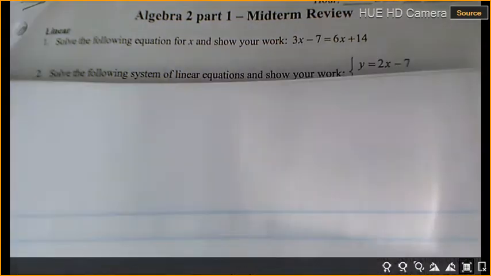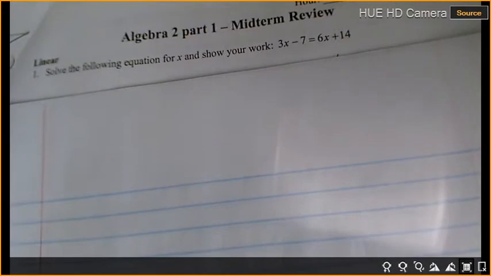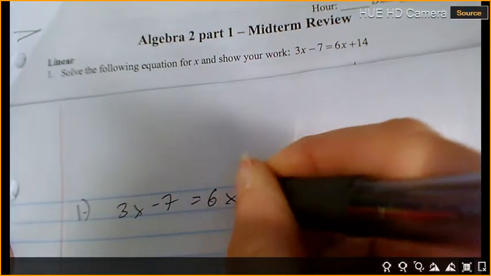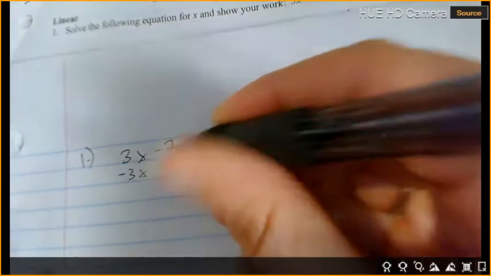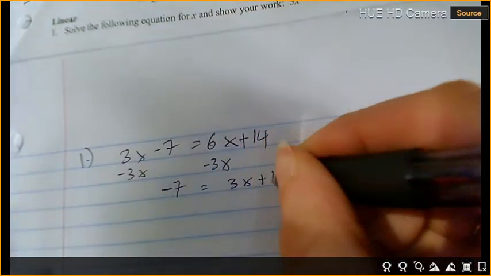Okay, so number 1 should be pretty straightforward. I am going to rewrite it, though, on this piece of paper so that it's a little bit easier to see. We're going to go 3x minus 7 equals 6x plus 14. Okay, first thing we're going to do is subtract 3x from both sides. We get negative 7 equals 3x plus 14.